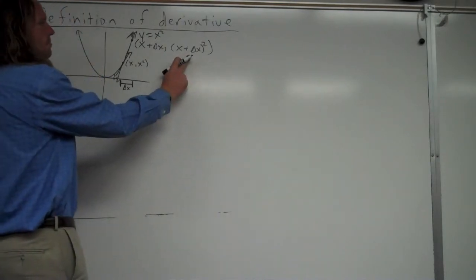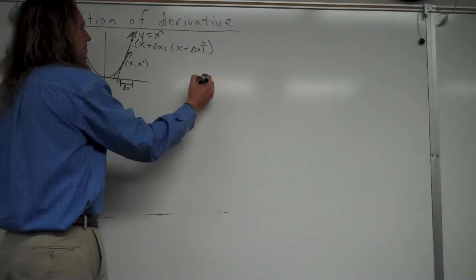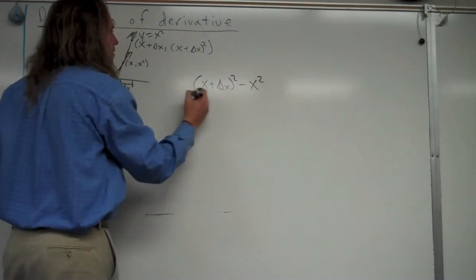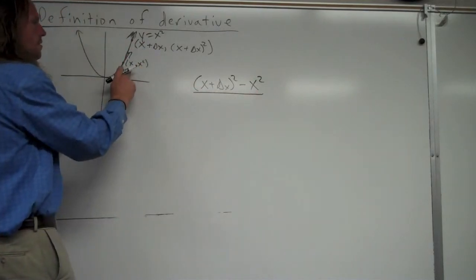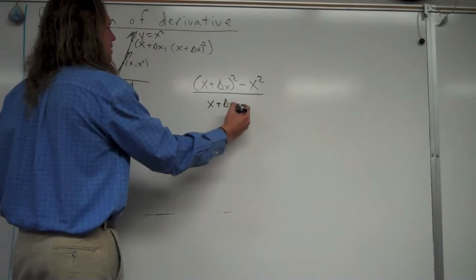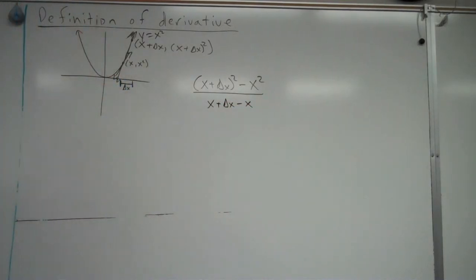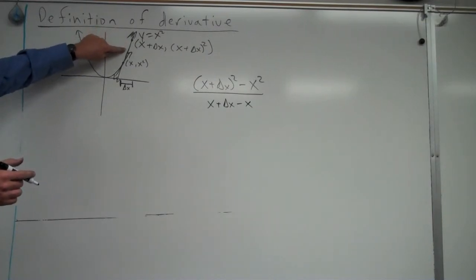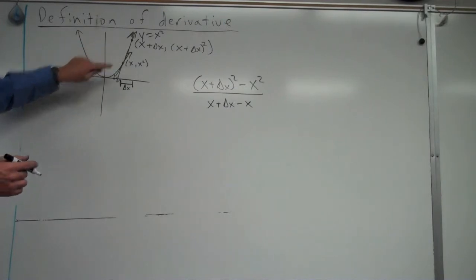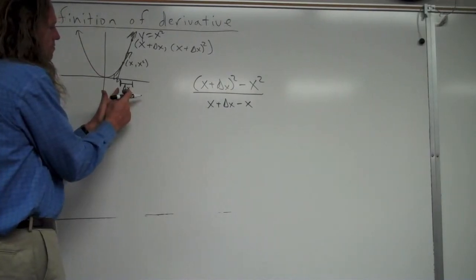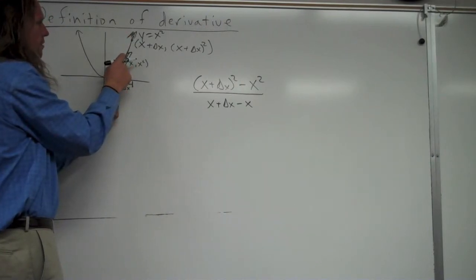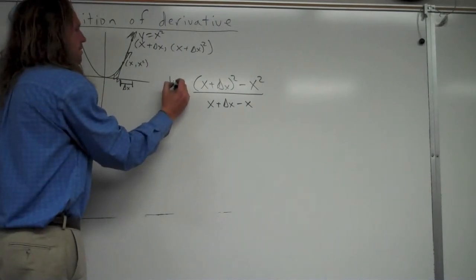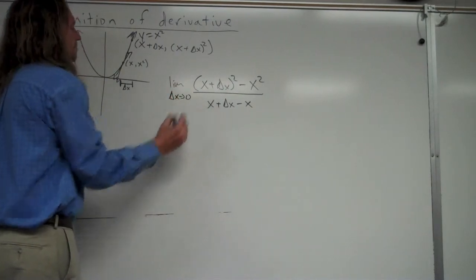So I'm going to set this up using my slope formula, y2 minus y1, so it'll be (x plus delta x) squared minus x squared, all over x2 minus x1, so it'll be x plus delta x minus x. Now I need a limit here because I want to bring this infinitely closer. As this point gets closer and closer to this point right here, this delta x is going to shrink smaller and smaller. As the point gets infinitely closer, delta x will go to 0. So we're going to do the limit as delta x approaches 0.